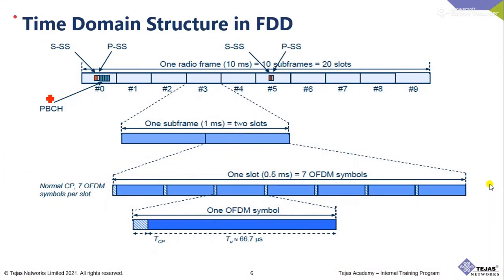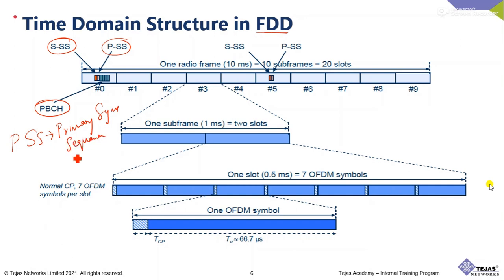Okay. Now, the next important factor, what you can see here, there is something called PSS, SSS, and PBCH. These positions in the LTE FDD frame are already fixed. Now, we have to understand what this means. PSS means, I'll first mention the full form, primary synchronization sequence, or we also call it signal. Primary synchronization signal.